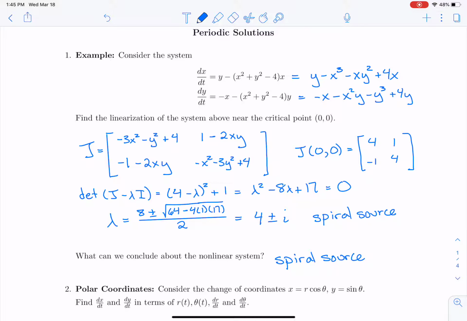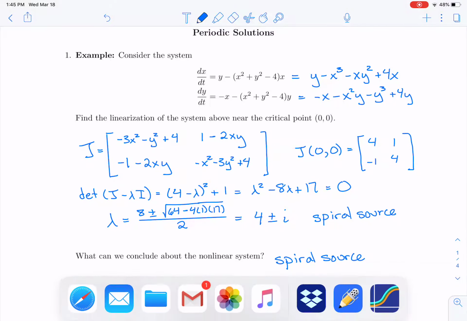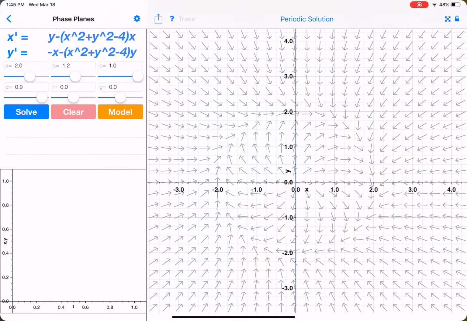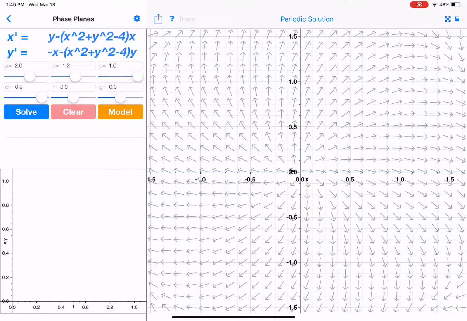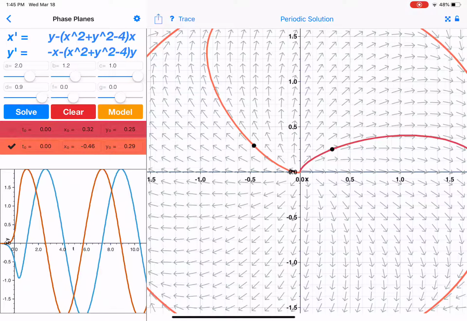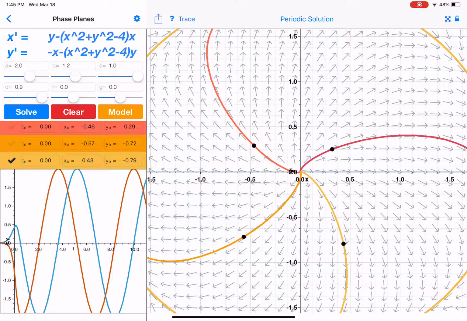So let's confirm that by looking at what's going on in slopes. So here is our system, and we can look near the equilibrium point (0, 0). So I'm going to zoom in, and I'm going to pick a couple solutions near the equilibrium point, and I can see that those solutions are spiraling away from (0, 0). So we do have a spiral source.